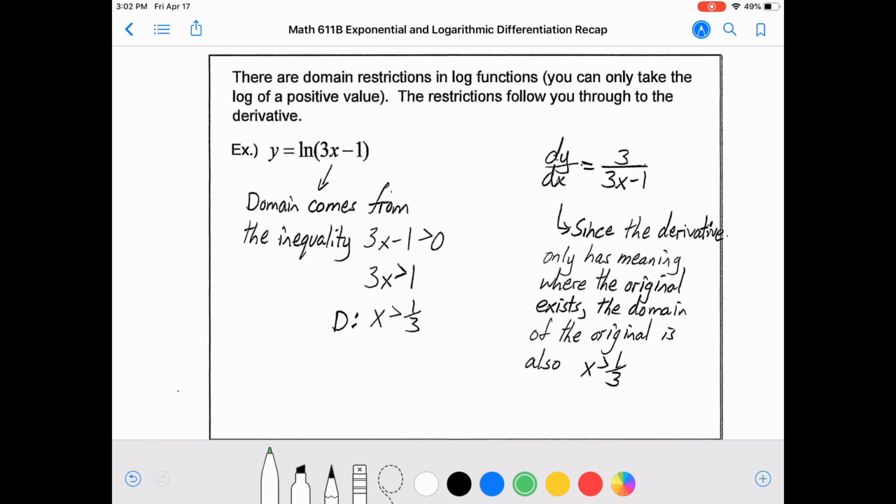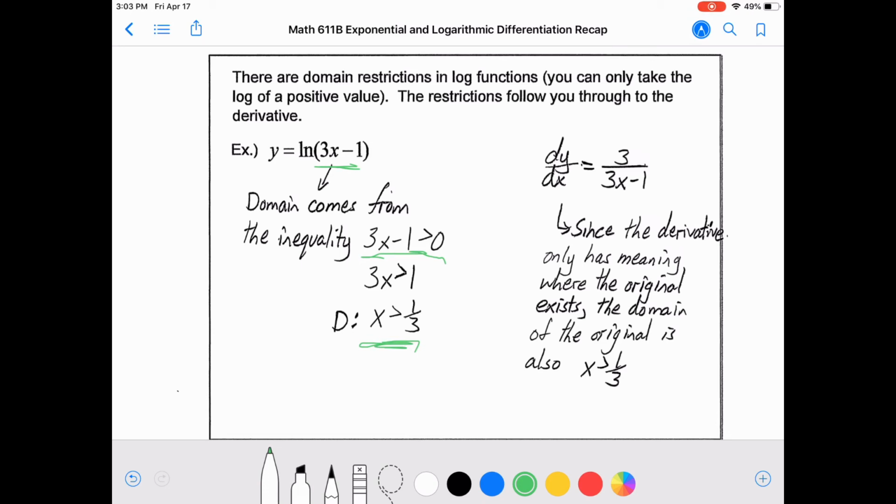The last thing worth mentioning here is that there are restrictions in the domain of log functions. So you can only take the log of a positive value. If I have a function like ln of 3x minus 1, I can't put 0 into that function. That would cause me to take the logarithm of negative 1, which is not okay. So the domain of that function comes from the inequality 3x minus 1 is greater than 0. That means 3x is greater than 1, or x is greater than a third. There's the domain of the original.